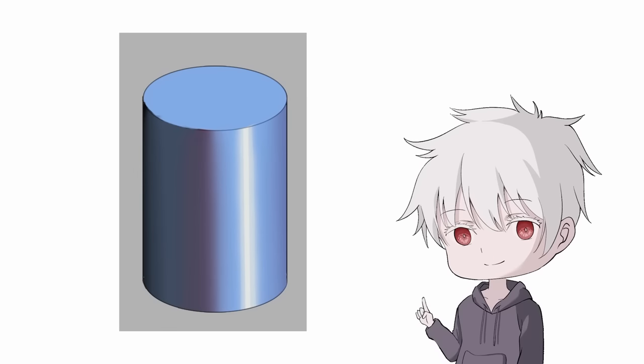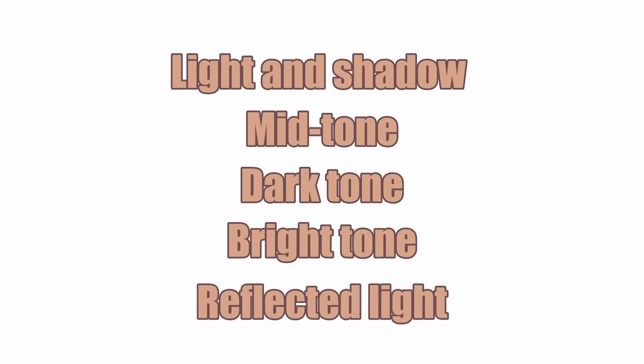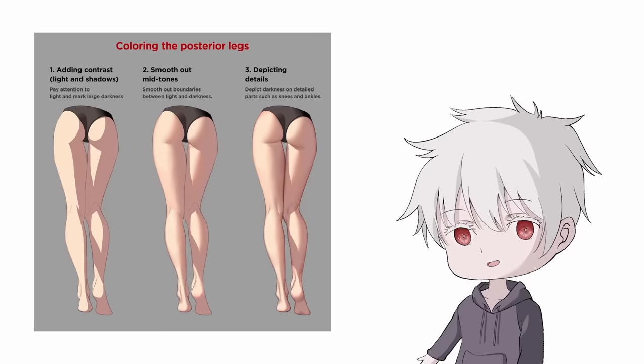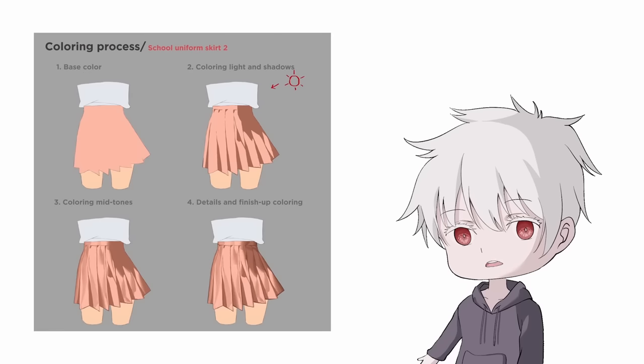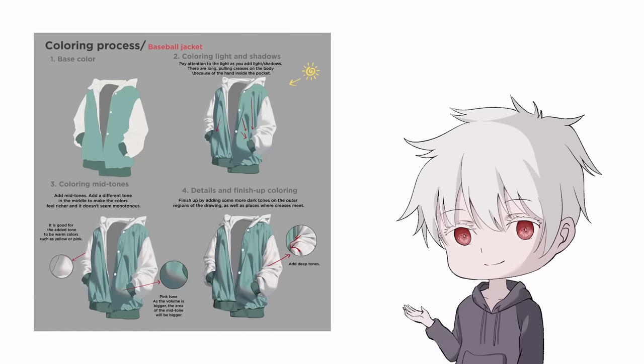Reflected light refers to the light that bounces off surfaces and affects the appearance of nearby objects. By adding reflected light to your cylinder, it can help to create a more natural and dynamic look. It can also help to add depth and dimensionality to a drawing. This 5 steps coloring technique can be applied to any object you want to draw, such as hair, legs, posterior legs, slacks, jeans, school uniform skirt, long skirt, jacket, etc.